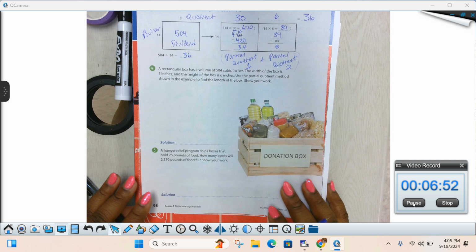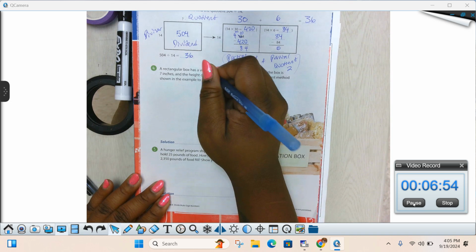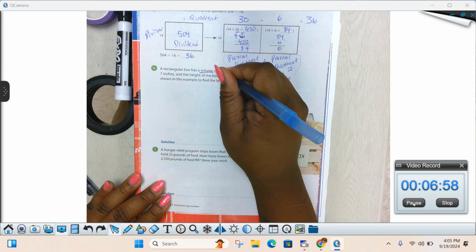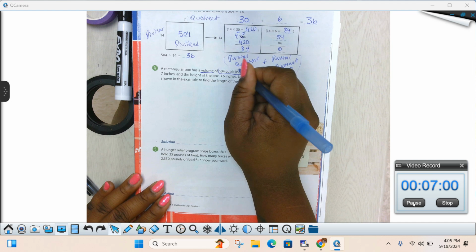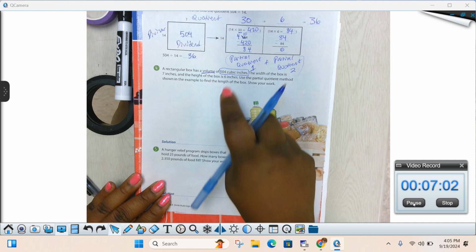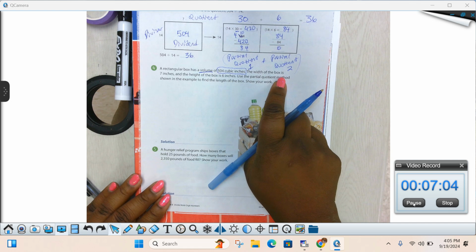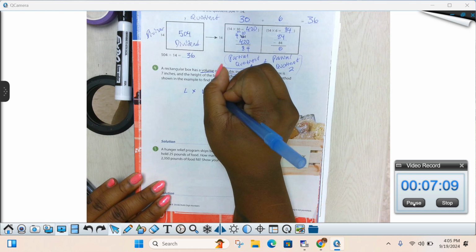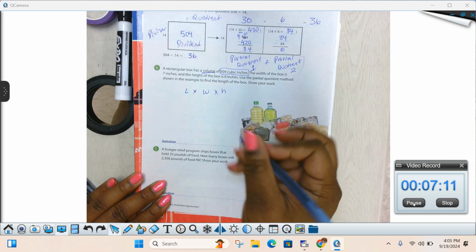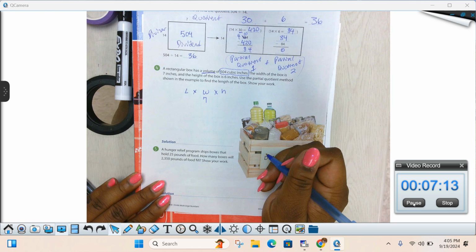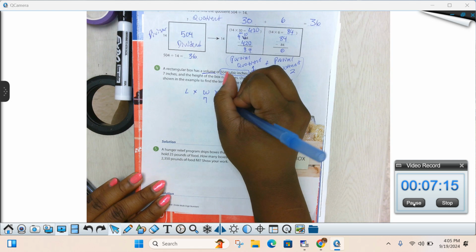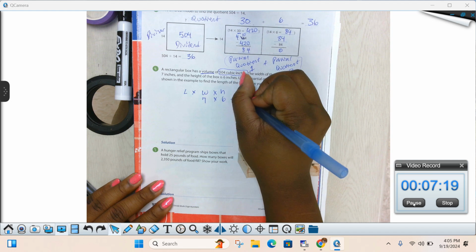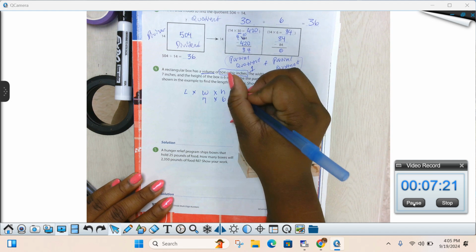All right, moving on. A rectangular box, volume is 504 cubic inches. All right, 504 again. The width of the box is 7. All right, so I know length times width times height. The width is 7. The height is 6. And the volume is 504.